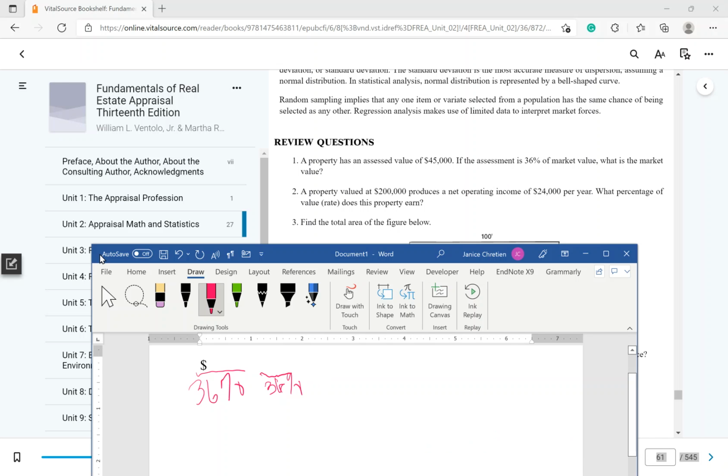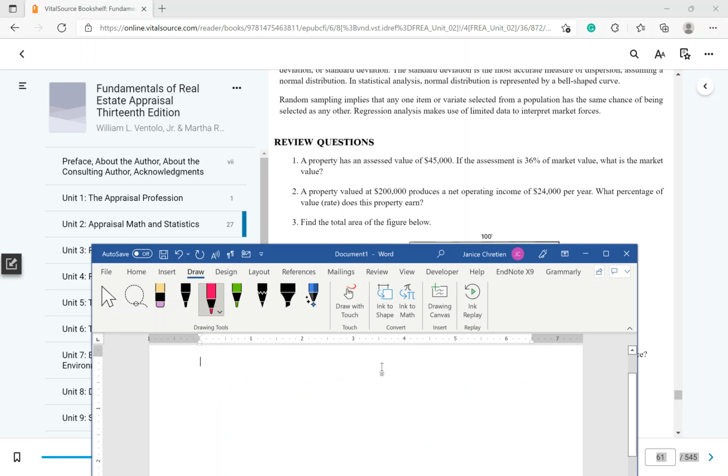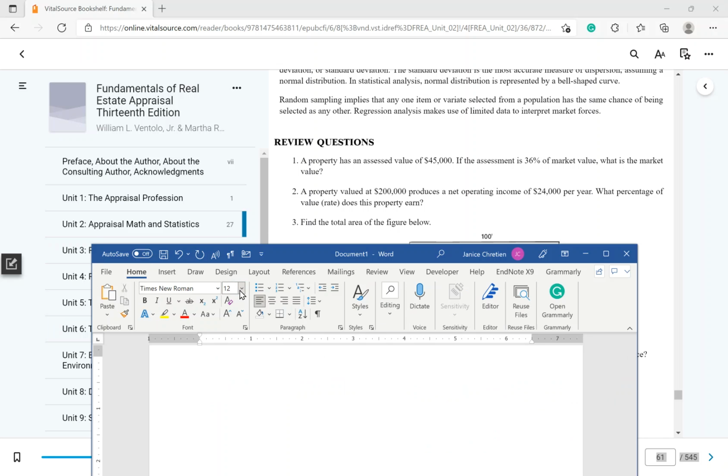And let me get rid of all this so we can start with this problem. So in this case, I'm going to say 24,000 is X percent of 200,000. So in this case, what are we going to do? We're going to divide both sides by 200,000.